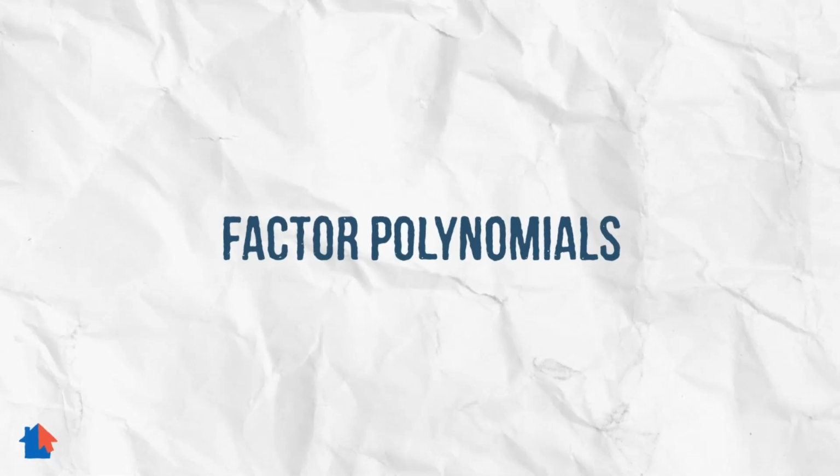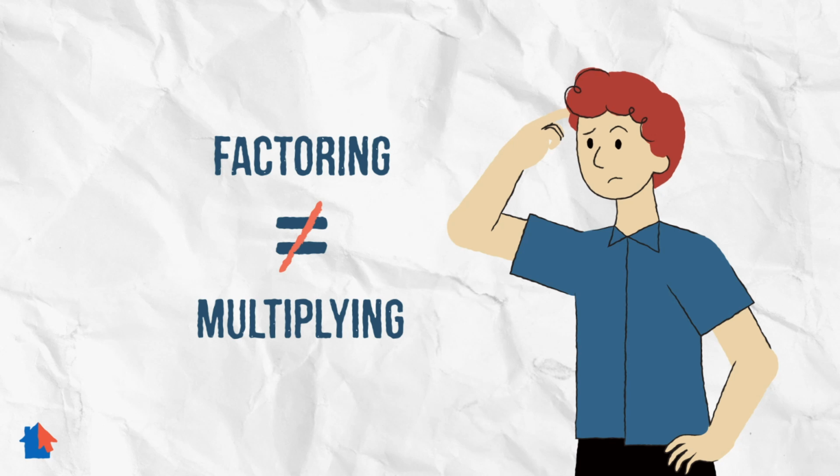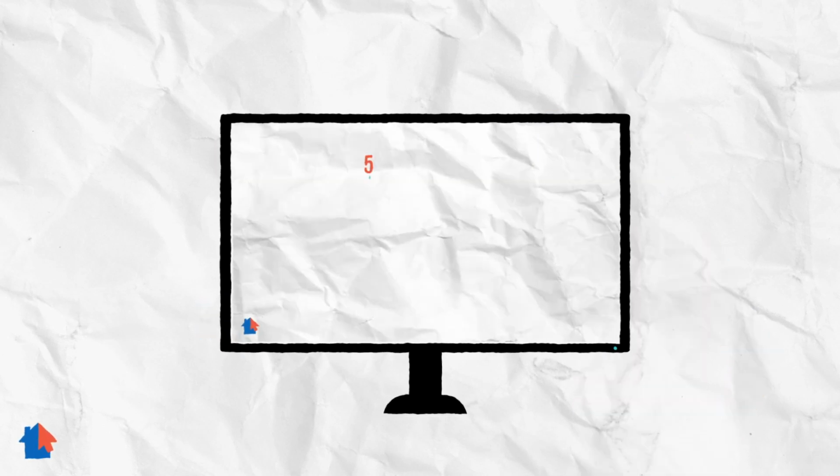Factor polynomials. Factoring is the opposite of multiplying because factoring reverses multiplying and distributing. In a previous lesson, you learned how to find the GCF, the greatest common factor. To factor polynomials, you break expressions down and turn them back into factors.